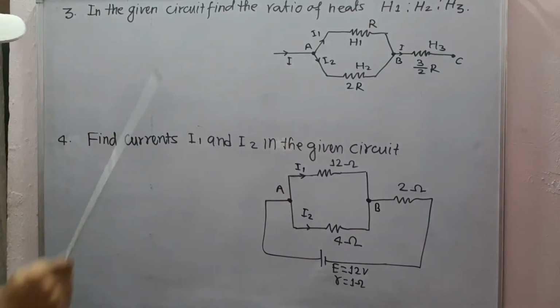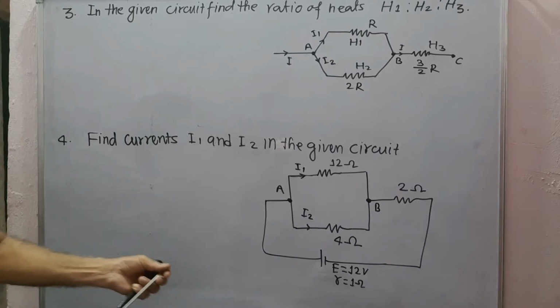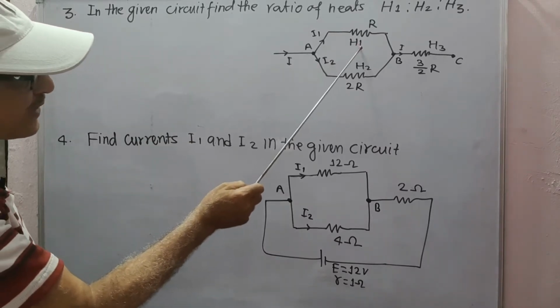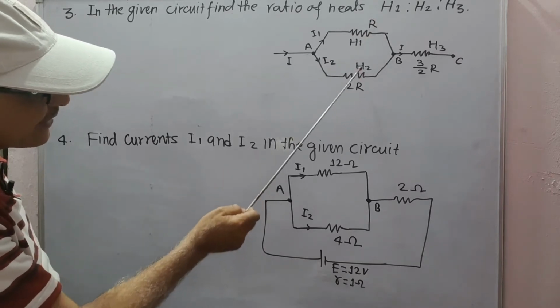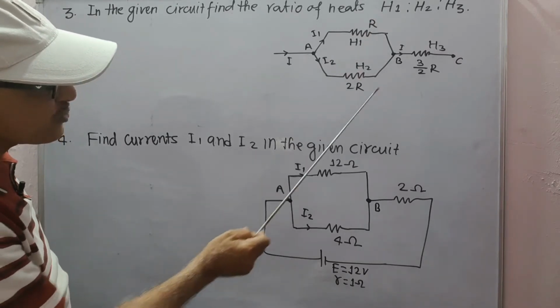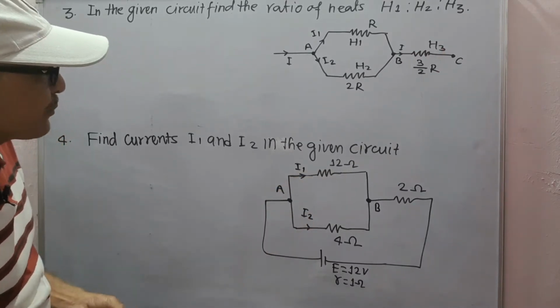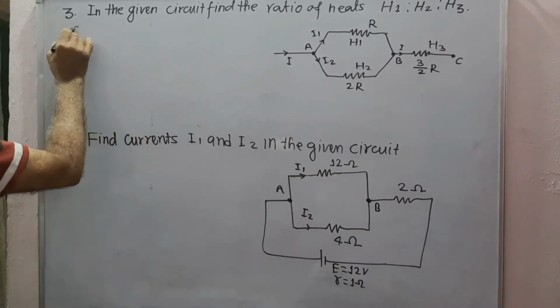Third question is, in the given circuit, find the ratio of heats H1, H2 and H3. Here H1 is heat developed in resistance R, H2 is heat developed in resistance 2R, and H3 is heat developed in resistance 3R. Now solution.